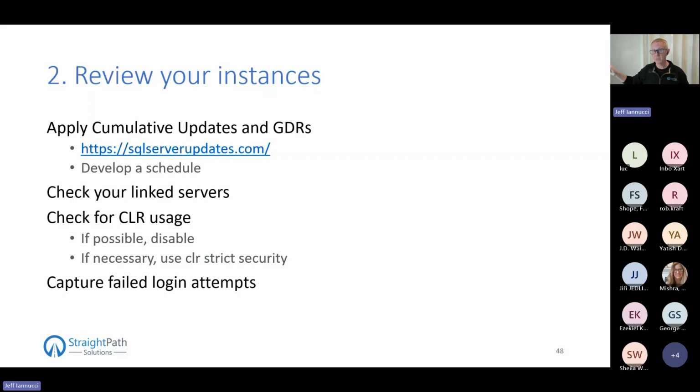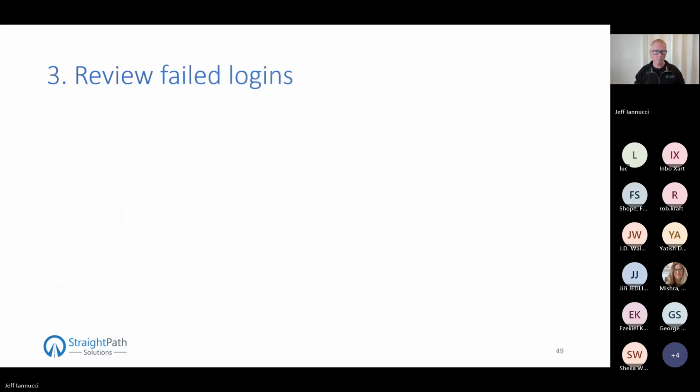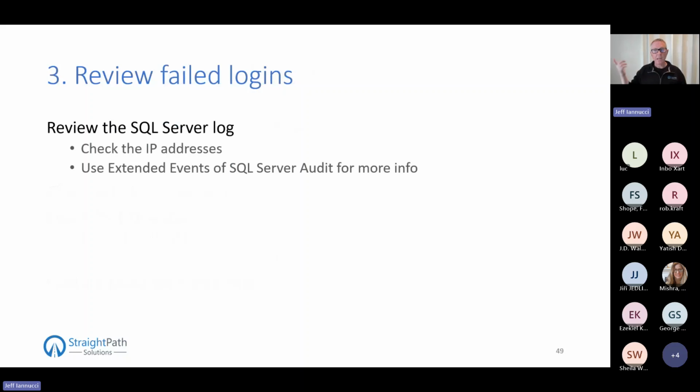And also make sure you're capturing those failed login attempts and reviewing them daily if possible. We can do that by checking the error log. It'll tell you anytime there's a failed login, it'll say, here's the login that failed and here's the IP address it's from. If you need more information to see what in the world is happening here, you can use extended events or SQL Server audit to capture even more information.